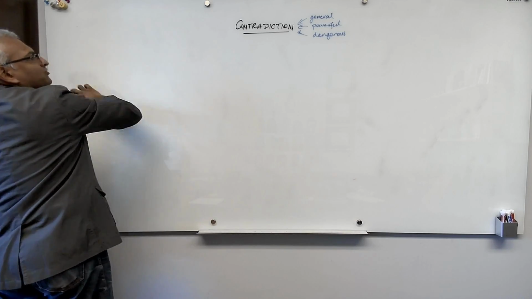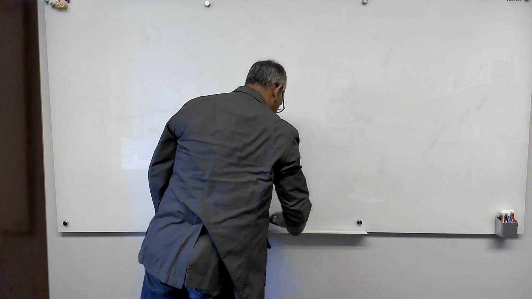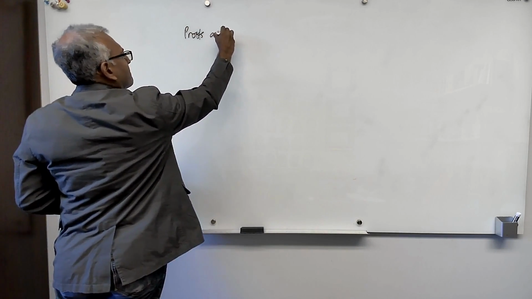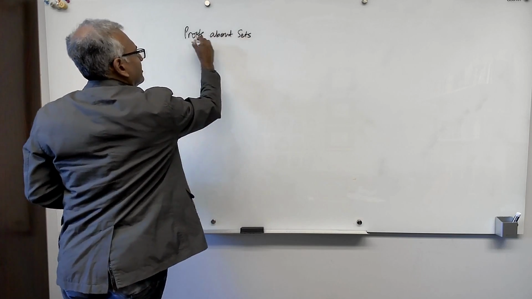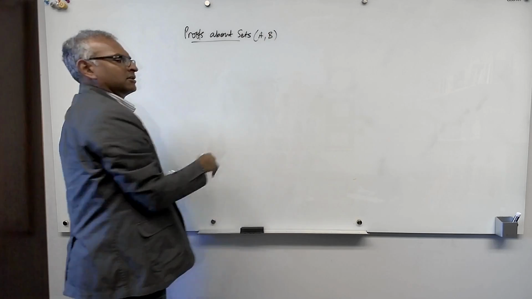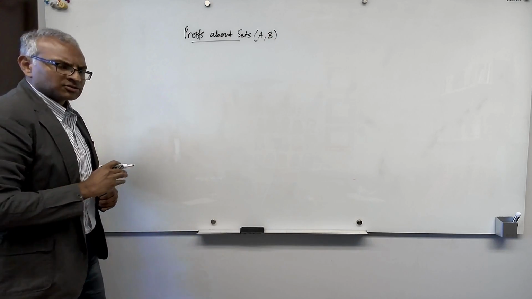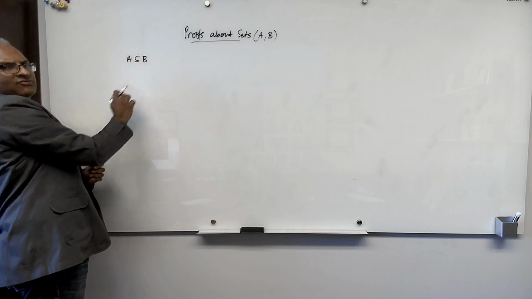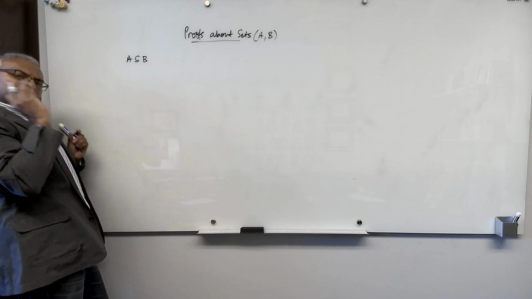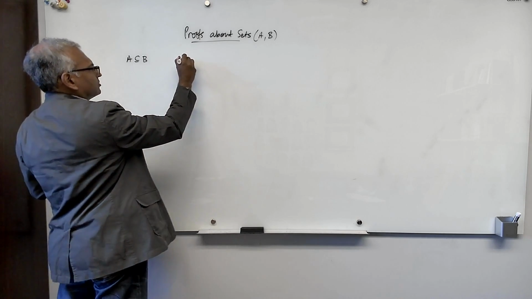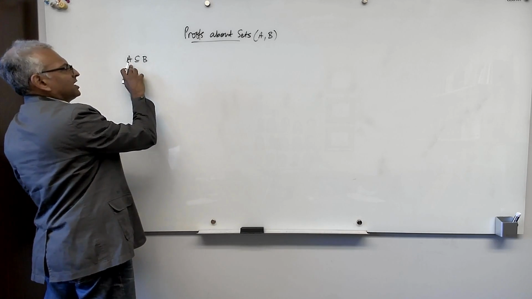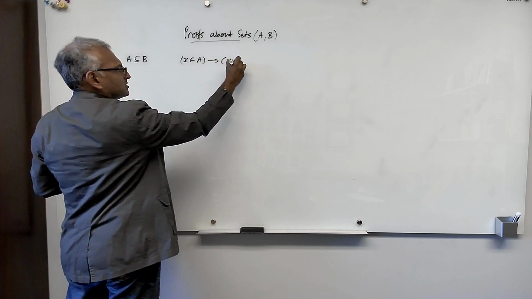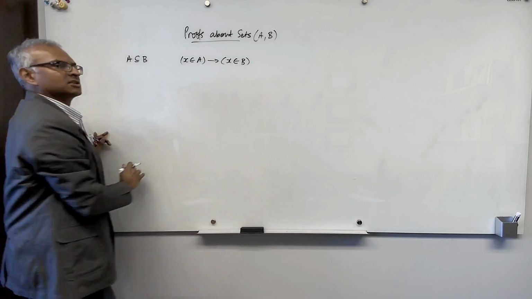Okay, so proofs about sets. Imagine you have two sets, A and B, and there are two kinds of things we like to prove about sets. The first is the subset relation. So A is a subset of B. Well, we define this as an implication, so you have to prove an implication. It's a nice application of implication. This means that everything that's in A is also in B. So if X is in A, then X is in B, and you have to formally prove this implication.